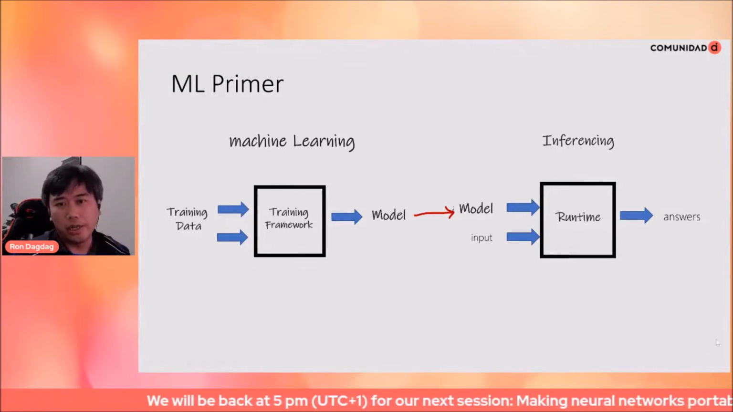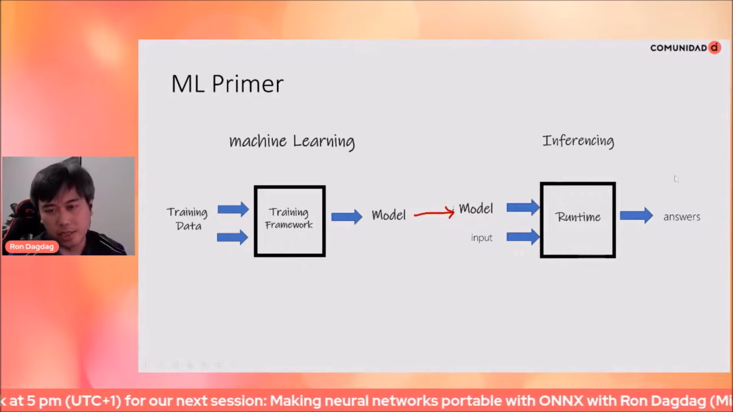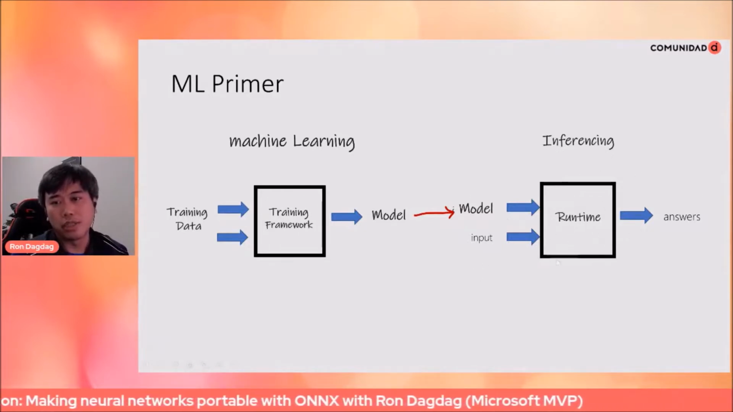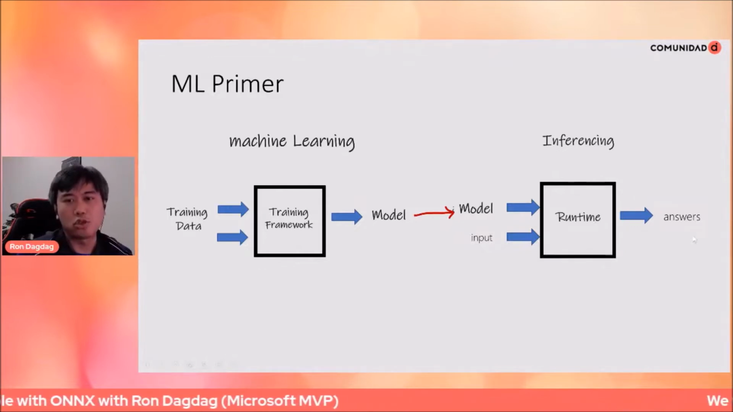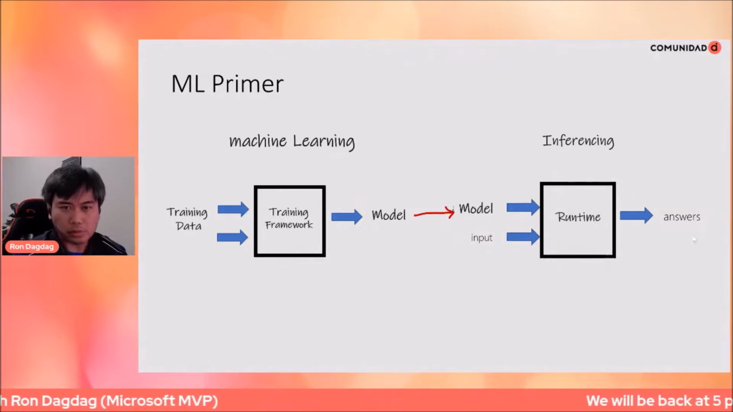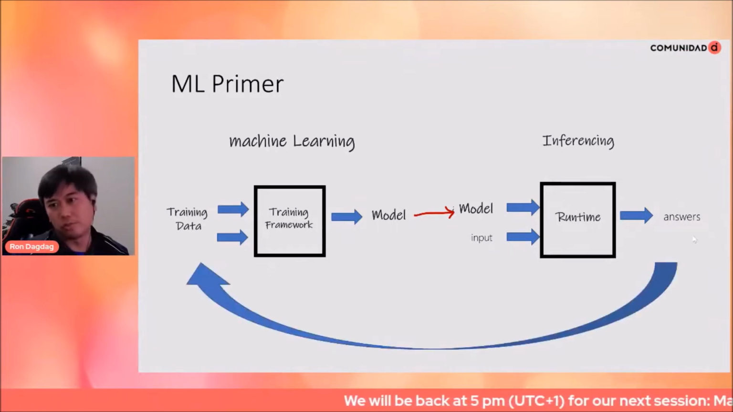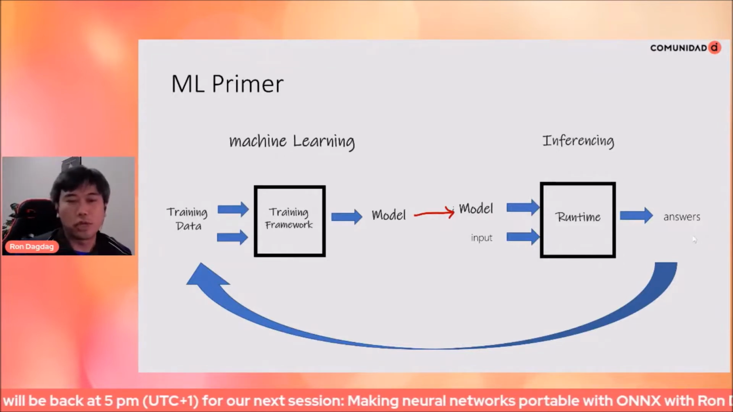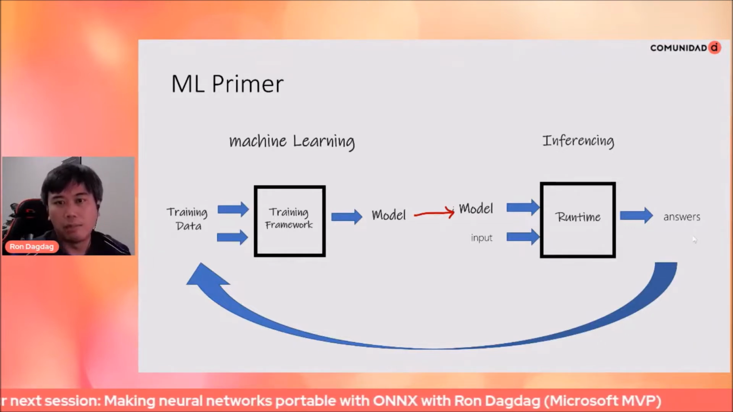Today with ONNX, we're going to be focusing on the inferencing side of the house, where you have an input, the model, and you use a runtime in order to incorporate it into your application. And of course, as a feedback loop, the more you use this application, the more training data you can have later on to improve the model.